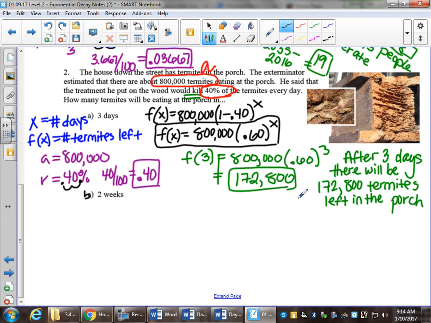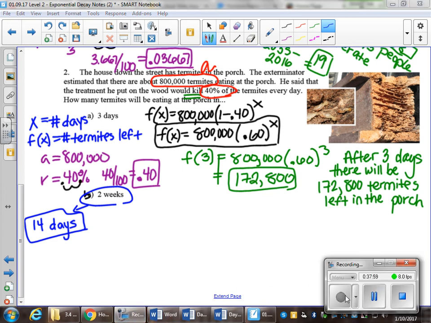2 weeks. So we know how many termites we left after 3 days. Now we're asked 2 weeks. X is defined as days. So we actually have to realize that we're really being asked 14 days. So on your own, we're using the same exact model and just finding out after 14 days. So go ahead and press pause here. You do your work, I will do mine. When you press play, all of my work and my sentence will appear, and we'll check answers.